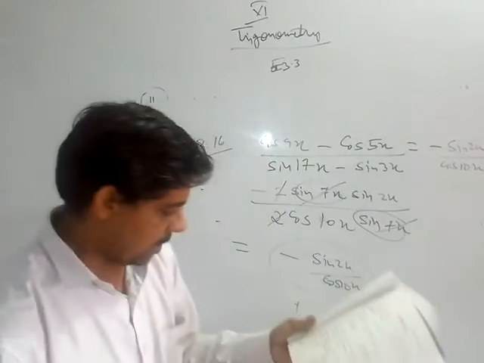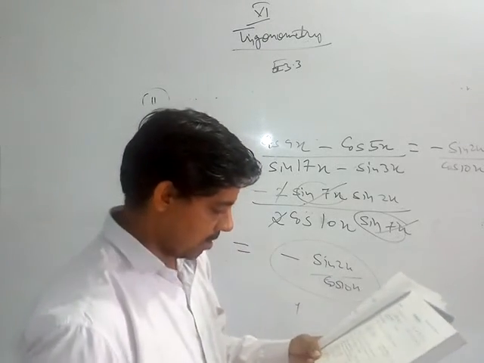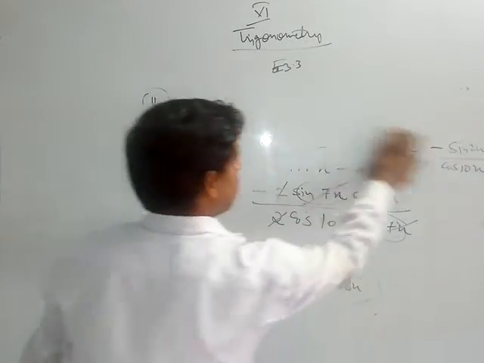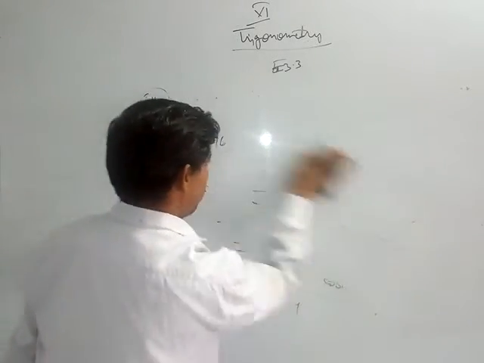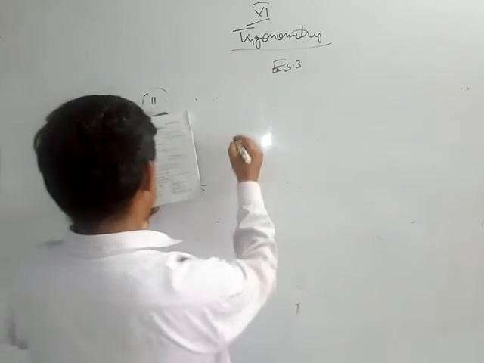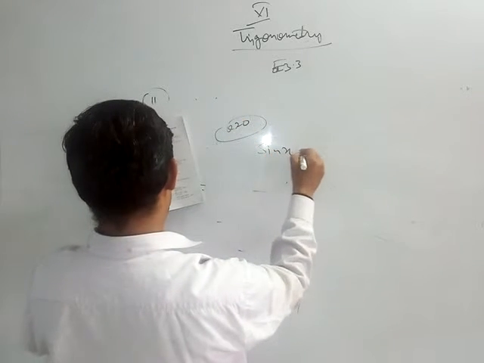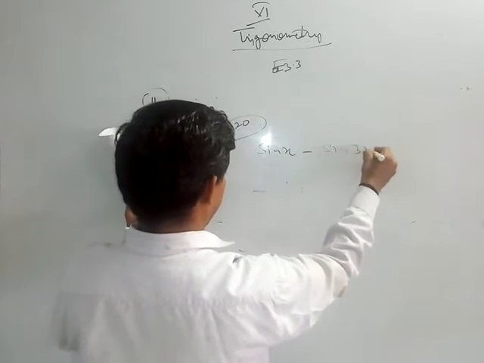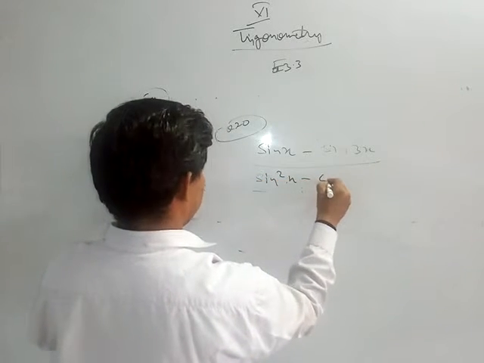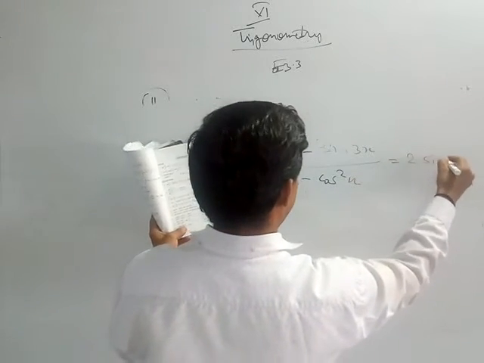Okay, so easy one. Can you now try all the questions? Let me do one more question, say question number 20, so that you can do the question by yourself. Question number 20, as you can see, is this one: sin x minus sin 3x upon sin square x minus cos square x is equal to 2 sin x.